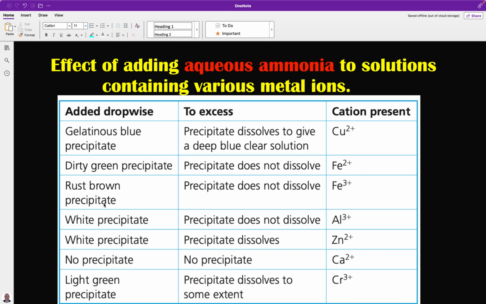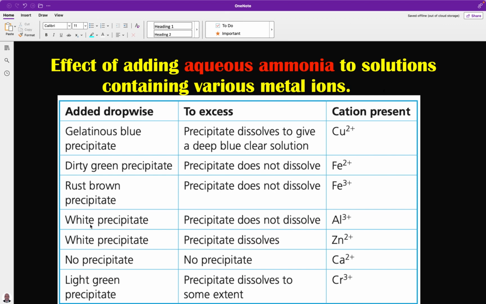Then take another salt solution, an unknown salt solution, and add aqueous ammonia. If you observe that a rust brown precipitate is formed, then you add aqueous ammonia to excess, and you observe that the precipitate does not dissolve, your conclusion should be that iron(III) ions are present in that solution.